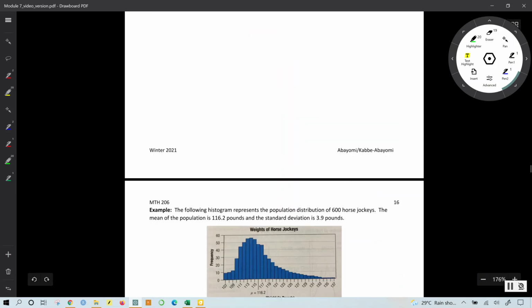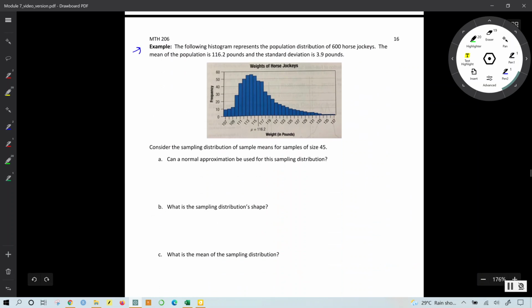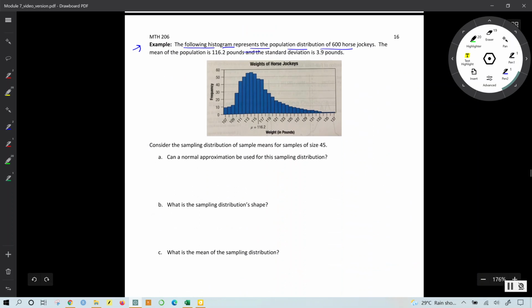Let us see. In this example, we are told that the following histogram represents the population distribution of 600 horse jockeys. The mean of the population is 116.2 pounds and the standard deviation is 3.9 pounds. And here we have the picture of the histogram. It is very evident that this distribution is skewed right and is far from a normally distributed set of values. So this is not normal at all.